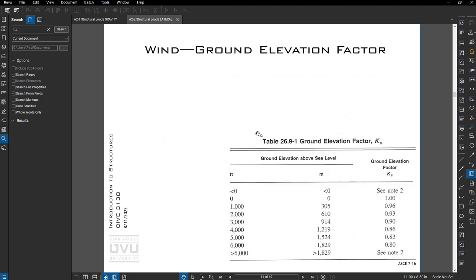Ground elevation factor. It turns out the air is less dense the higher in elevation you go. So if you're near Salt Lake, we're 0.86 rather than 1 at sea level, which is kind of interesting.